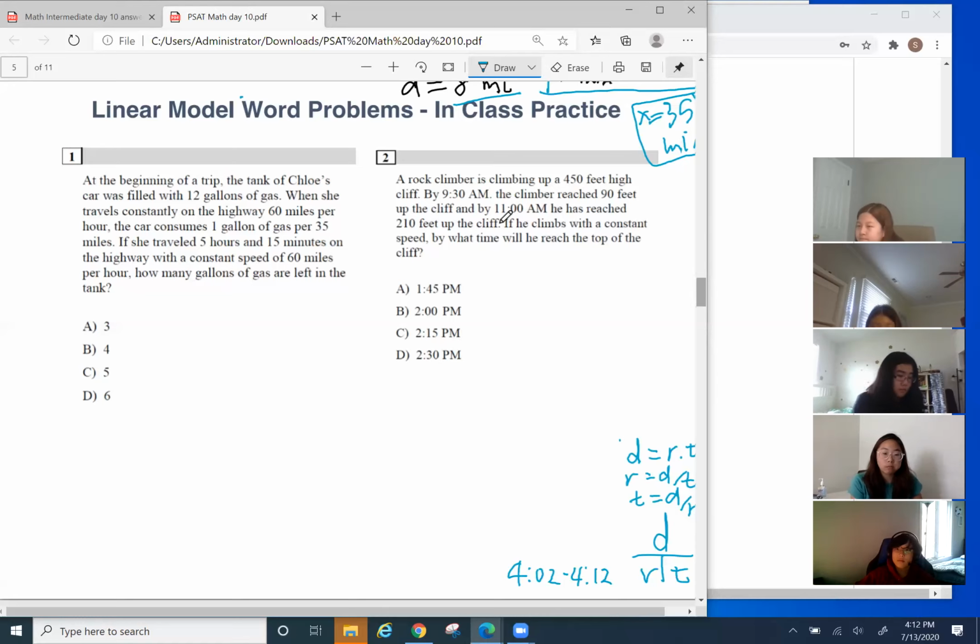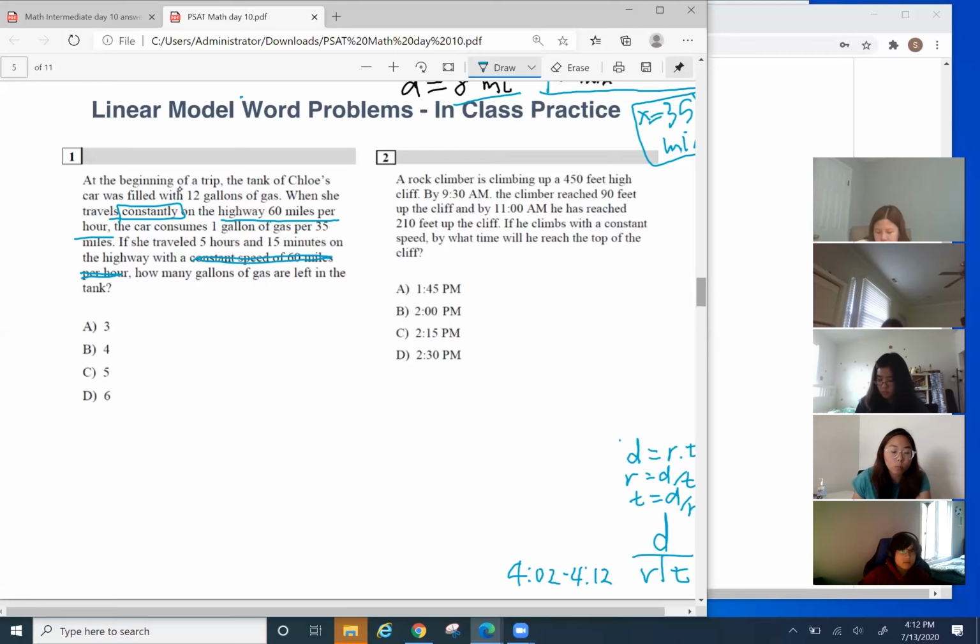Number one, at the beginning of the trip, the tank of her car was filled with 12 gallons and she traveled constantly, so this is linear, on the highway at 60 miles per hour. The car consumed 1 gallon of gas for 35 miles. She traveled 5 hours and 50 minutes at a constant speed of 60. So they repeated that 60 miles per hour, so we don't need this information anymore. It's just a duplicate. How many gallons of gas are left in the tank?